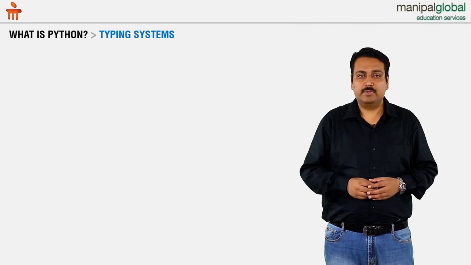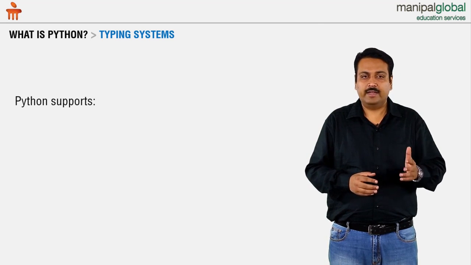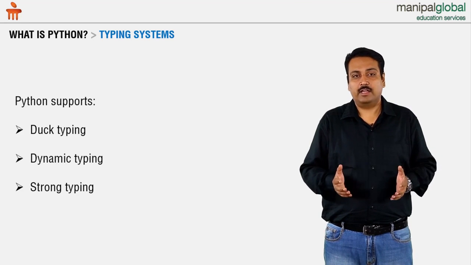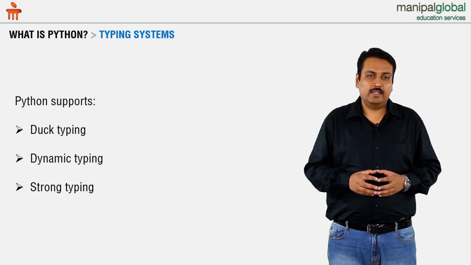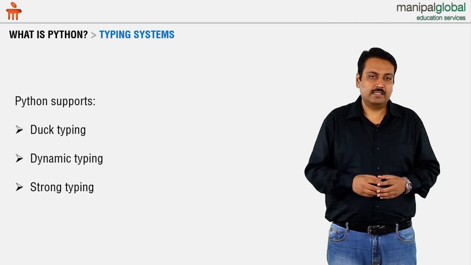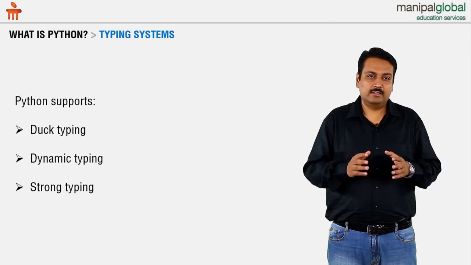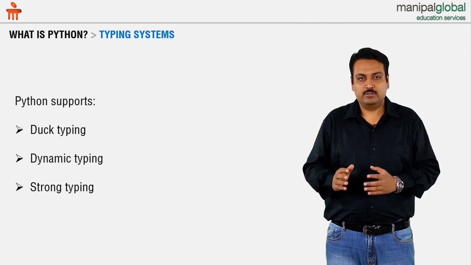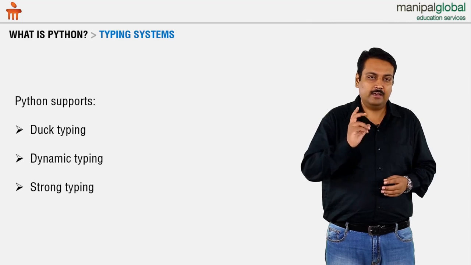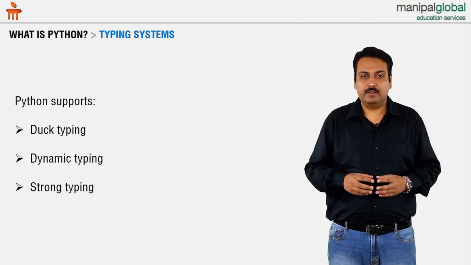Now let us look at the typing systems of Python. Python has support for three kinds of typing, namely duck typing, dynamic typing, and strong typing. Duck typing is a capability wherein if I create an integer and try to use it as an integer, it will behave like an integer. The idea is that if a duck is there, it will always quack. So if we create a certain kind of variable and assign it some value, then it will behave like that value. That is what duck typing is.